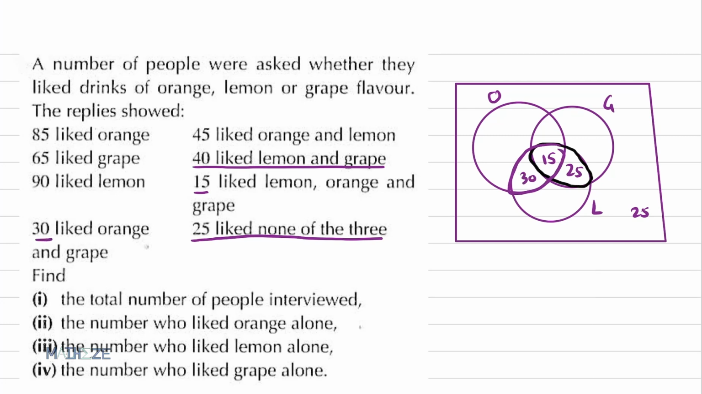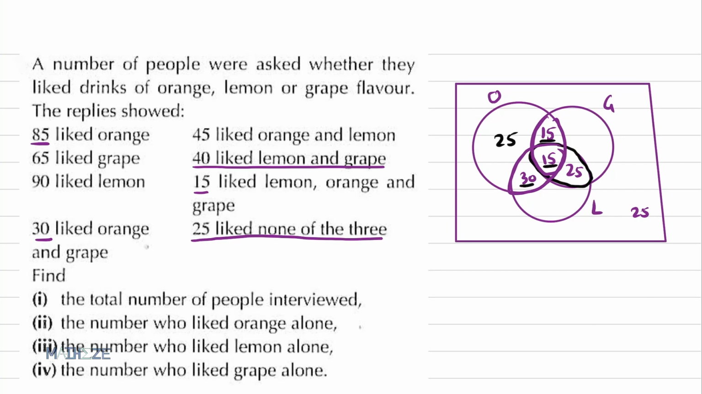Then it says 30 like orange and grape. So this will be 15. Overall it makes 30. Got this? Then total orange people were how many? 85. So if I see this is 15, this is 15, this is 30, that makes 60. What's 85 minus 60, guys? 25. So I get only orange also.